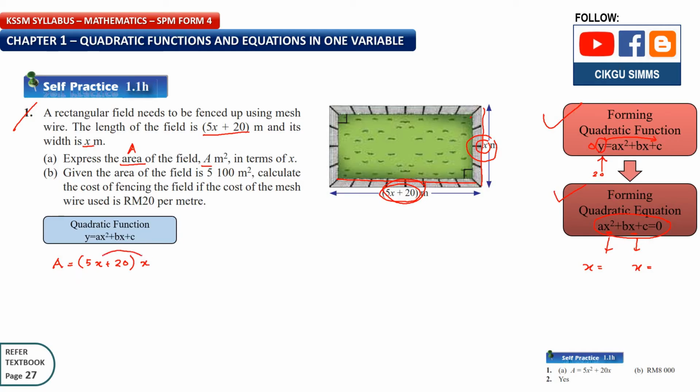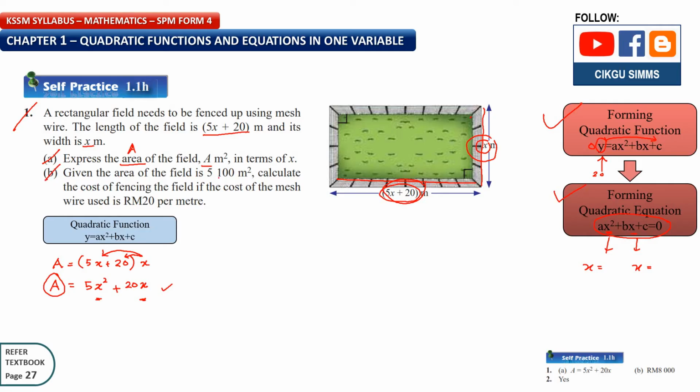Okay, this is your function, but you need to multiply inside, expand the bracket. So 5x times x, you get 5x squared. 20 times x, you get 20x. So A equals 5x squared plus 20x. This is your quadratic function, and this answers question A, in which you already express the A in terms of x. Okay, so let's answer question B.